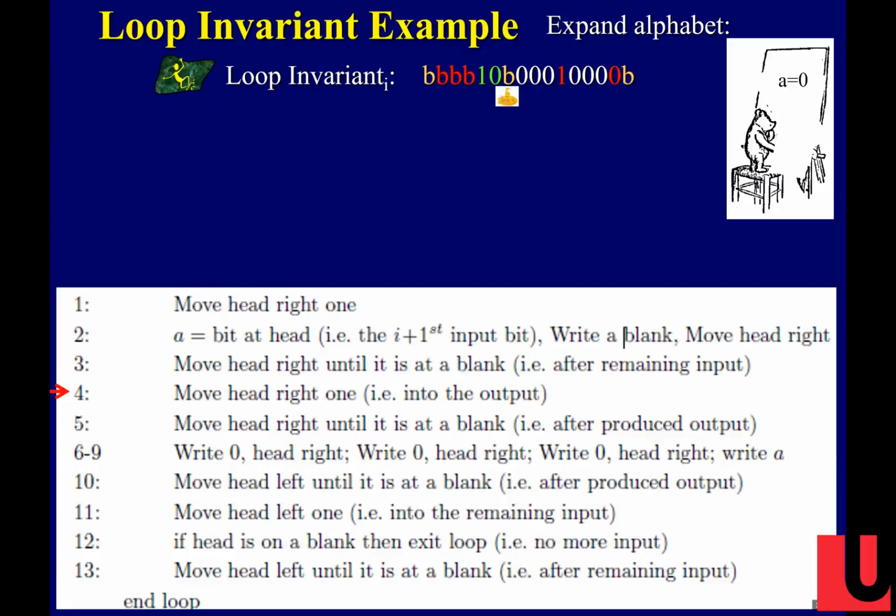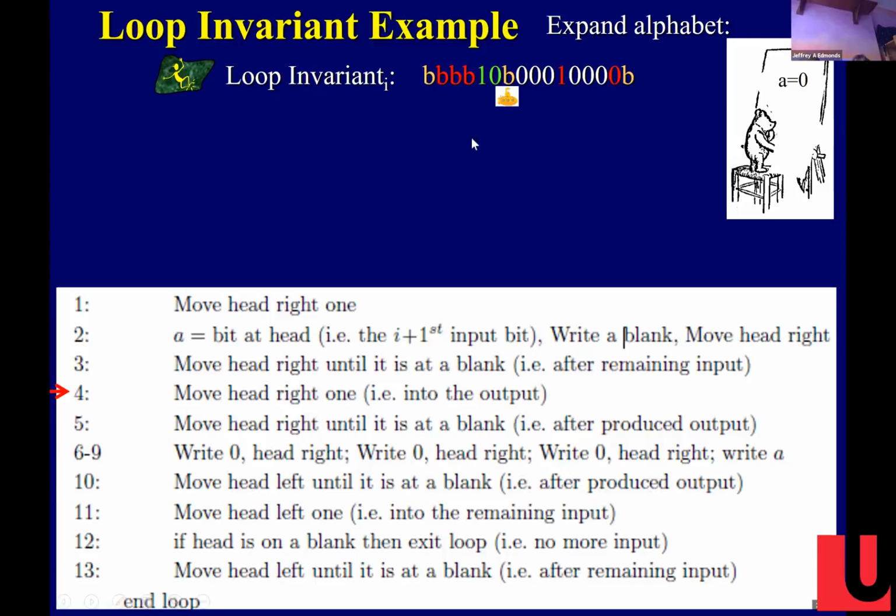All right, so now, what do we know from the picture? We know we're on a blank, because we moved right until we were on a blank. So from the picture, we know we're on a blank. So what do we need our code to do? Well, I don't like being on a blank. I want to keep going. So what does line 4 do? Line 4 moves the head right once more. And here's just the note.